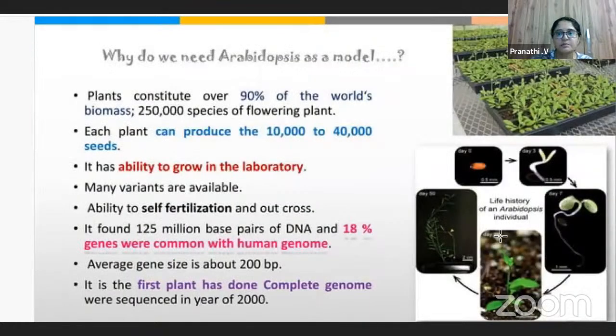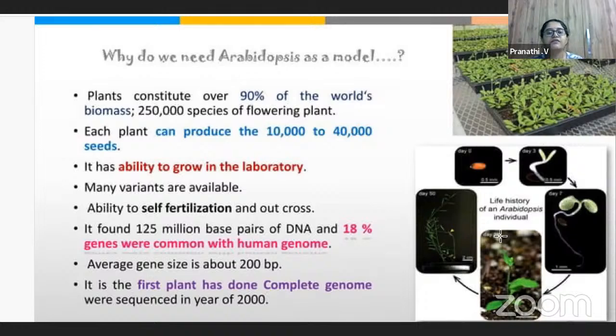And why is it a role model, in fact? Because in the whole of biological models, 90% are plants, of which you have around 250,000 species of flowering plants, which can produce around 10 to 40,000 seeds. So, keeping this in mind, Arabidopsis thaliana can also be grown in the lab. Many variants of it are available, and self-fertilization is possible, and outcrossing can also be done.